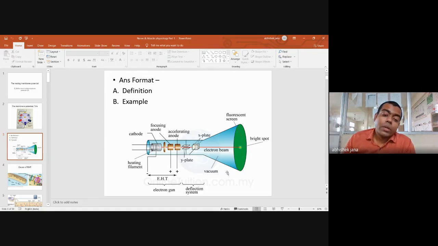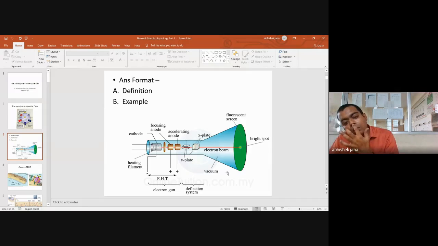So by which you can say we can measure the resting membrane potential. So definitions, then examples, and how to measure, mentioned in one line that this resting membrane potential or the membrane potential can be measured by the technique which is called the cathode ray oscilloscope in this part.